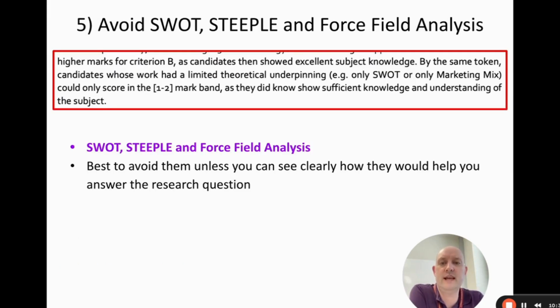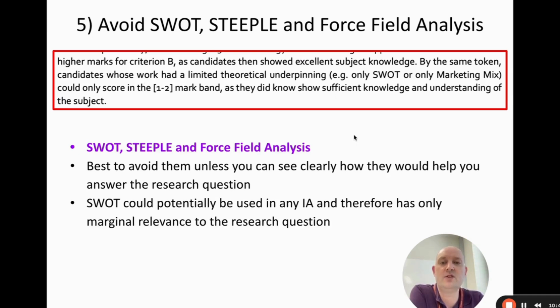On to the SWOT analysis. So this comes from the examiner's report from the IB. So generally the IB doesn't like SWOT, steeples and force field analysis. And the reason is because too many people use them and they're not overly good, I don't think.